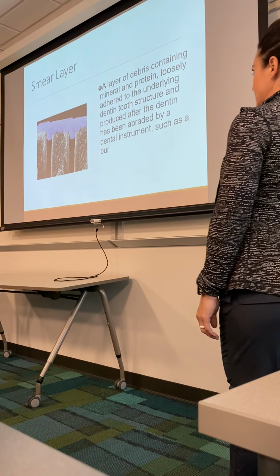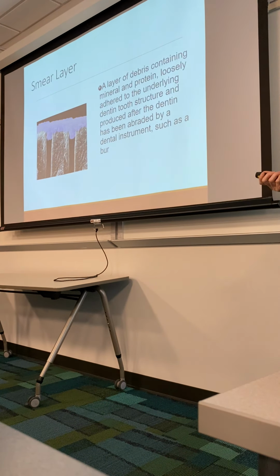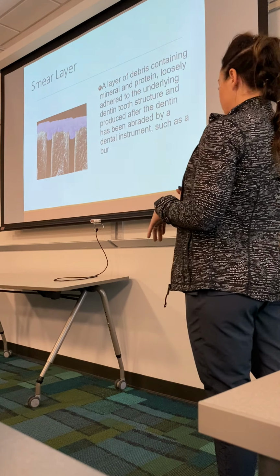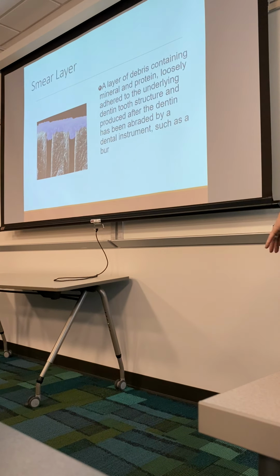Okay, let's talk about the smear layer. This is debris that will get into the tubules once the tooth is prepared. It's like cutting the tooth, it's tooth debris, it gets down in there. Do you think that's gonna hinder the bond? Yeah, so we want that out of there. So a lot of times the acid etch that we do will pull that out.